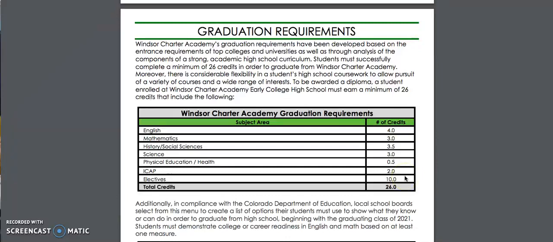So a student can't come to high school and take only electives. There are definitely state standards requiring certain core subject areas. And you will notice that we do not require foreign language to graduate. It's an option that would come out of your electives. However, foreign language is highly encouraged for college-bound students because many, many colleges look for 1 to 4 years of high school foreign language in order to get into their college. So keep that in mind.